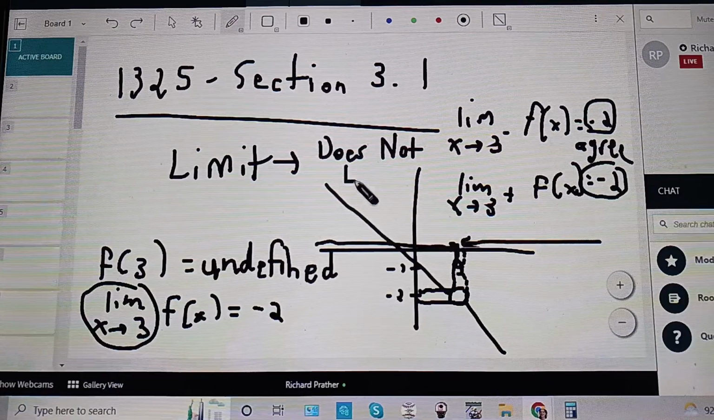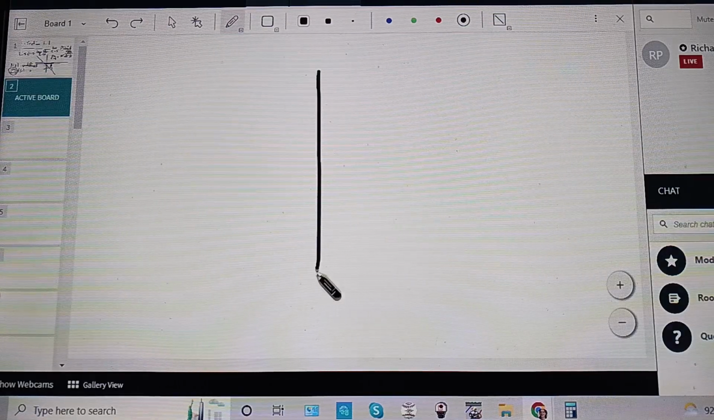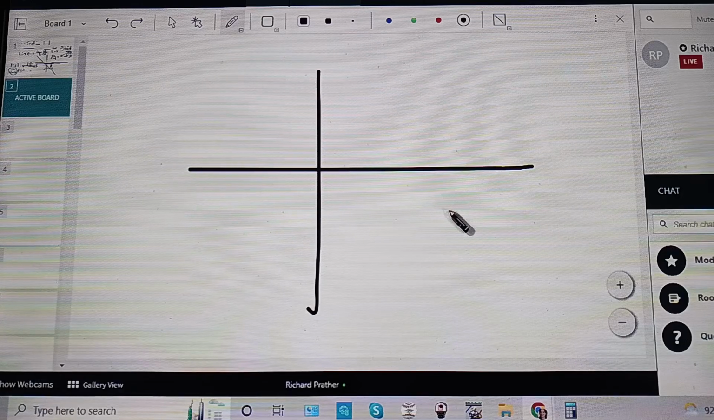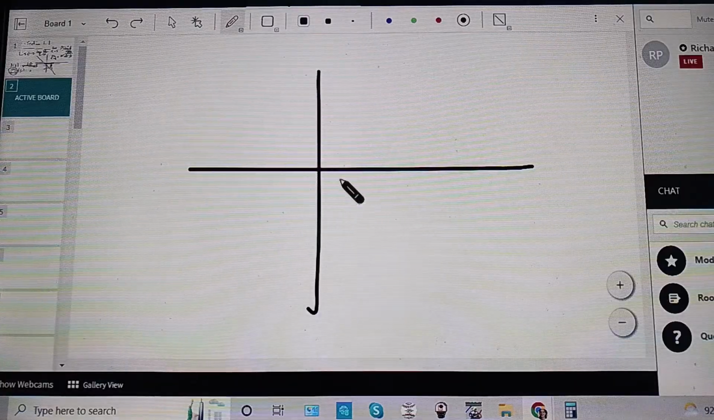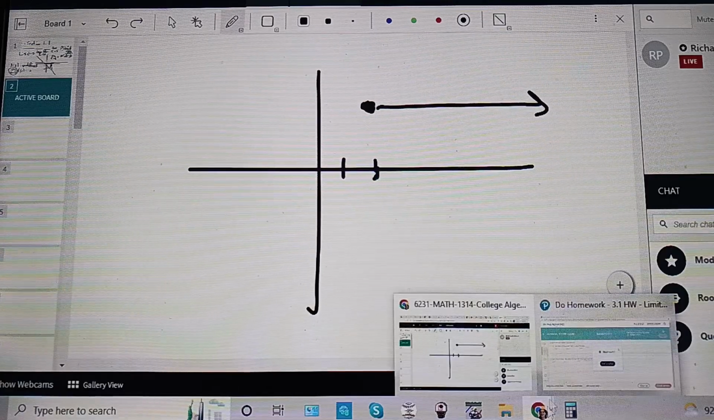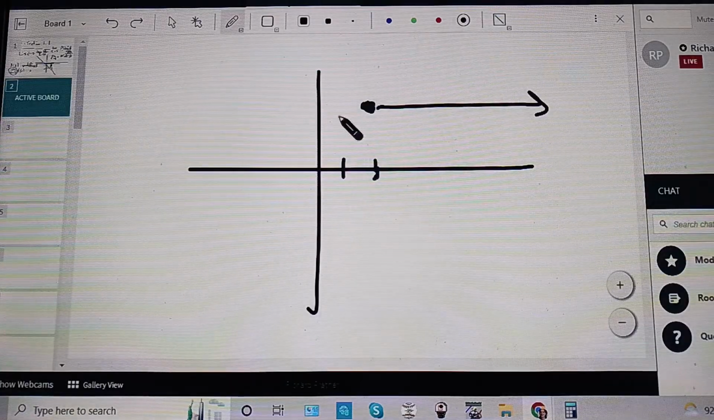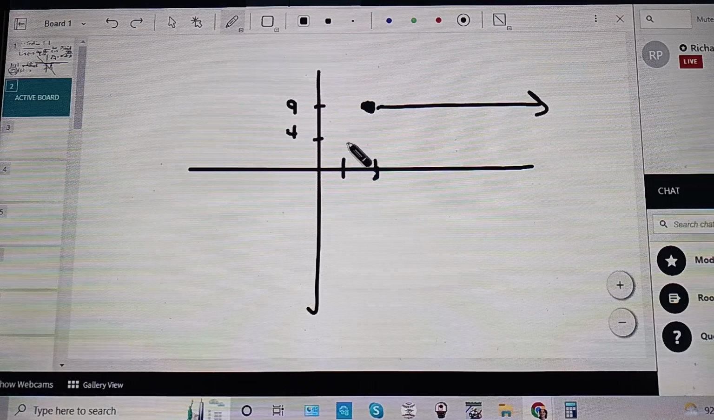A good example of this situation is piecewise functions, where you have different parts of the graph going on. A real basic piecewise function: what was the x value? 2. When x is 2, you might have a closed circle here at 2 going this way. And that was 9, a y value of 9. And then at a y value of 4, there might be an open circle going that way.